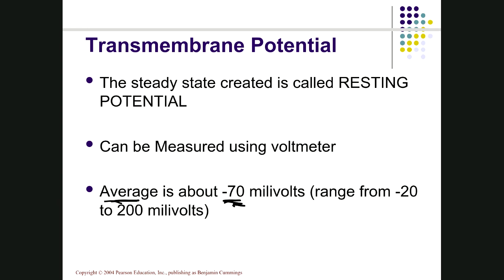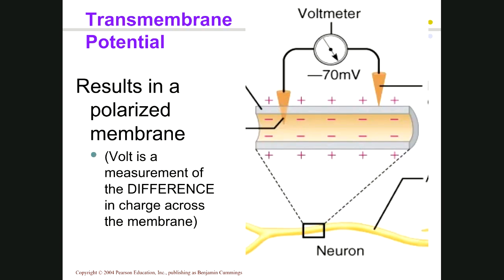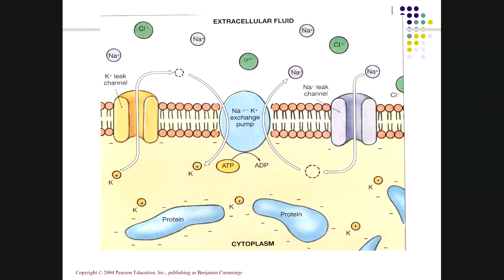And it's a steady state. Remember, it's not going to change very much. If I graph it, it's going to stay right around minus 70, and it's just going to stay that way. It's a steady state. And that steady state we call resting potential. So resting potential is when the membrane is doing its thing. It's not doing nothing. It's doing this.